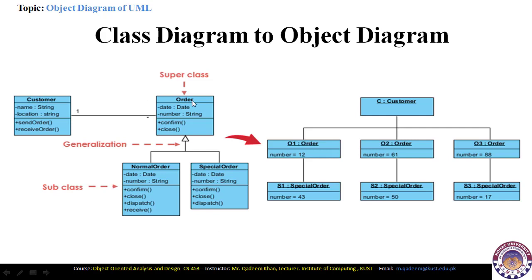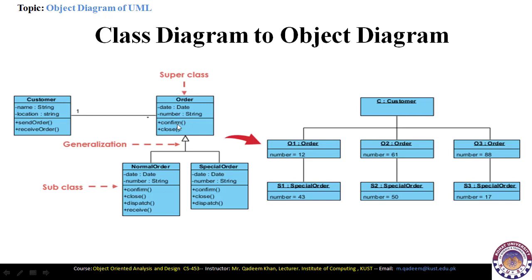Now how can we convert a class diagram to an object diagram? This is an example of a class diagram. Here you can see that customers is associated with order. So one customer can post one to many orders. Similarly, many orders can be posted by the customers. So it means that customers order one or more items here.